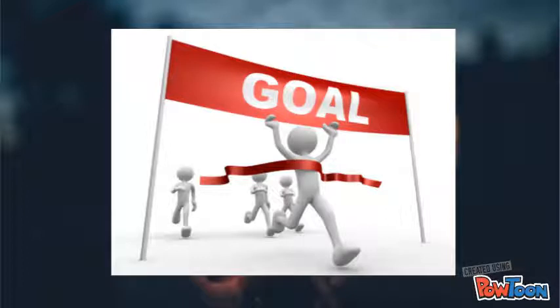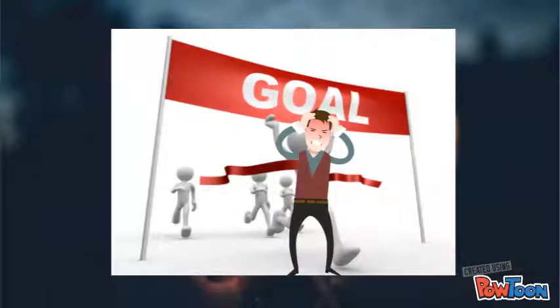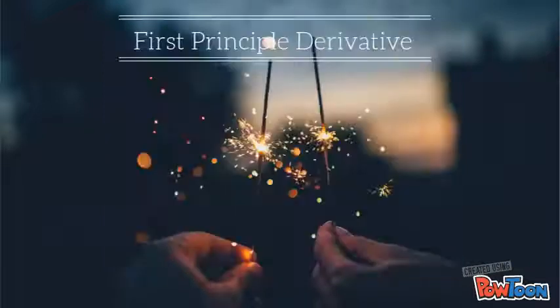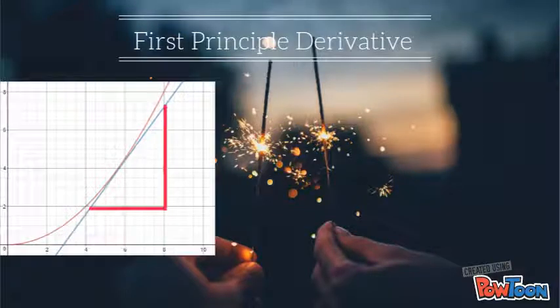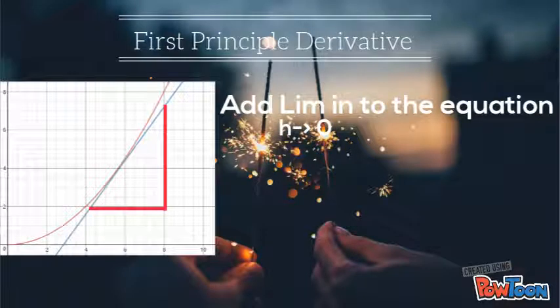But we have a little more. Let's go on this journey briefly. First principle derivatives is part of the instantaneous rate of change because they are tangents to the graph. For the first principle derivative, we just need to add limit as h approaches 0 to the equation.